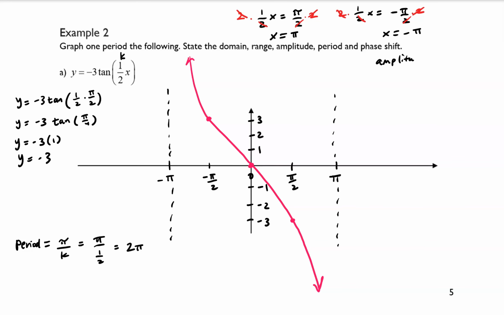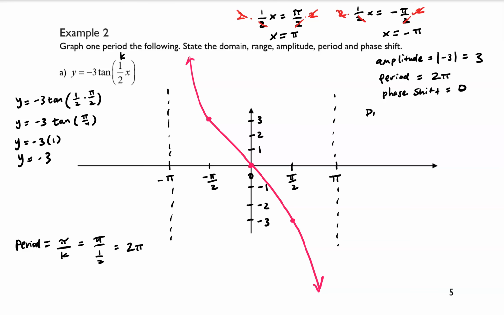Our amplitude is the absolute value of a, and in this case a is -3, so our amplitude is going to be +3. Our period we solved for earlier, and we found that that was equal to 2 pi. And our phase shift, you can either say not applicable or 0, either of those is fine.